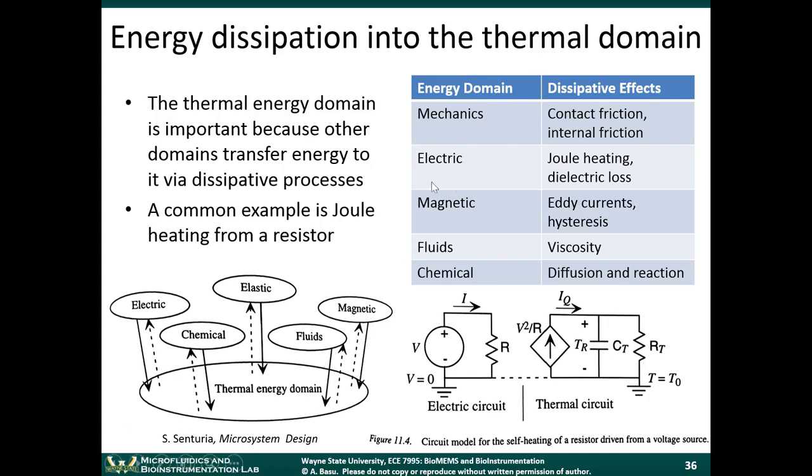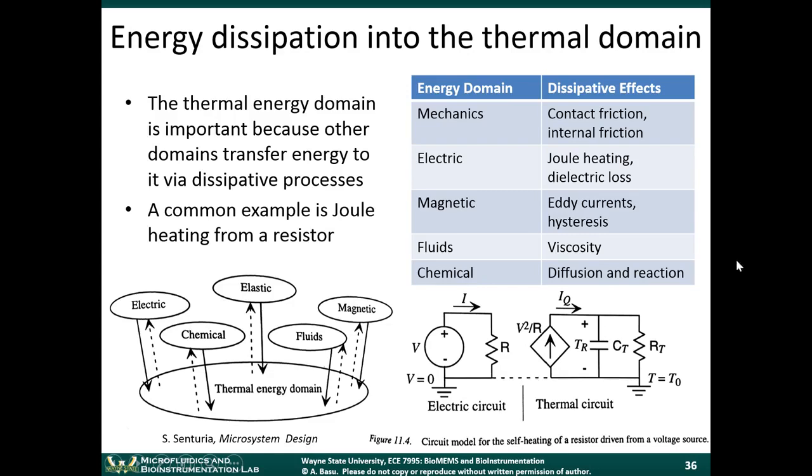In the magnetic domain, you can get eddy currents. In fluids, you have viscous dissipation, which generates heat. In the chemical domain, diffusion and reactions can also generate heat. So the thermal domain is unique in the sense that other domains dump energy into the thermal domain. This is shown in this schematic here.